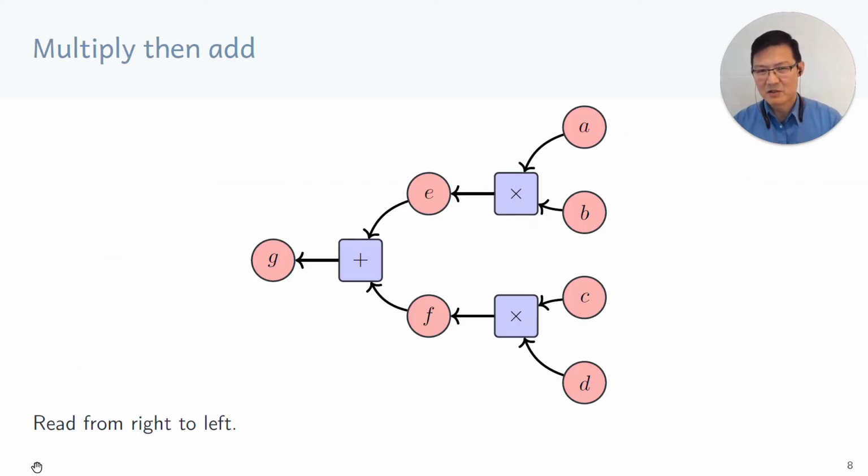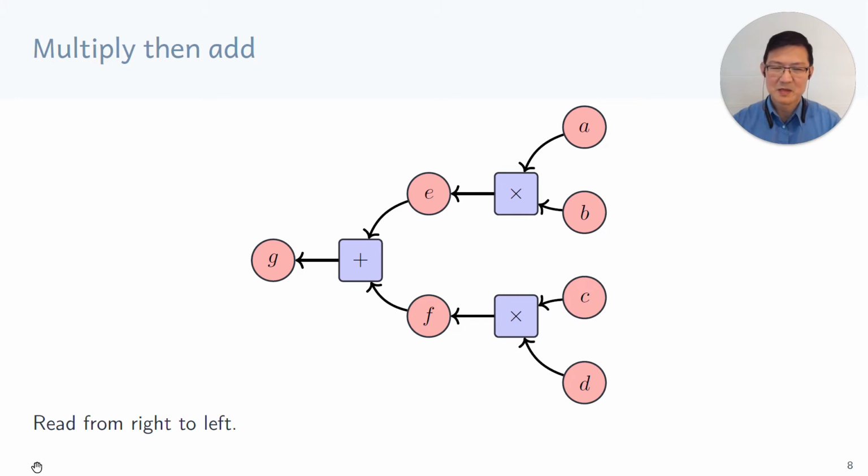Here is a computational graph. This graph is deliberately organized such that it flows from right to left. So we start from the right-hand side and look at the variables A and B, and we have an intermediate variable E, which is the multiplication of A and B, and E and F are summed together to construct G.